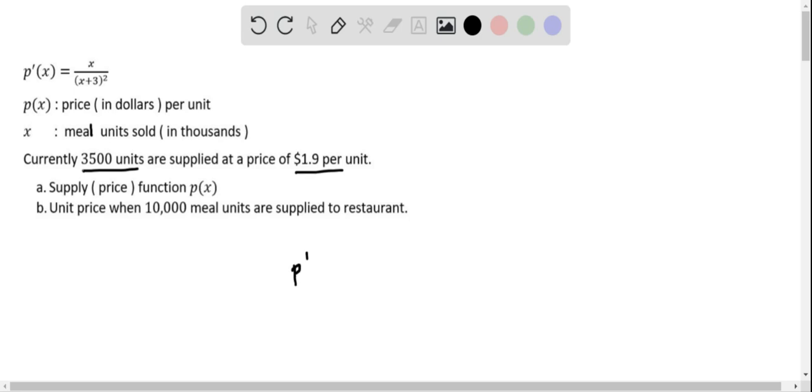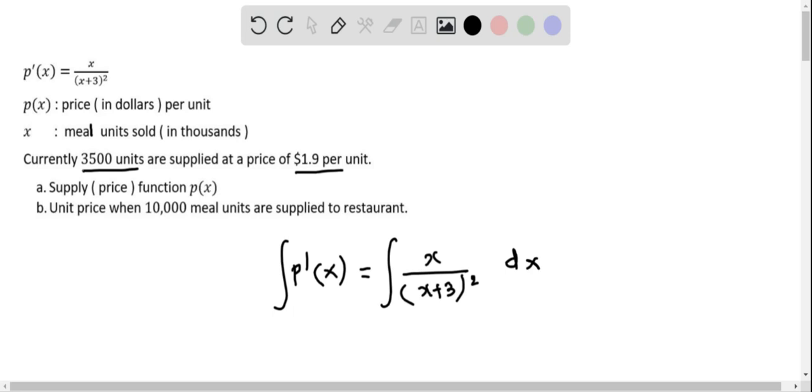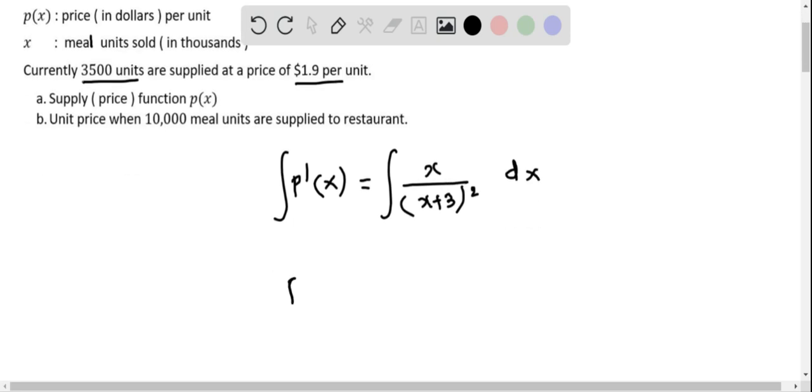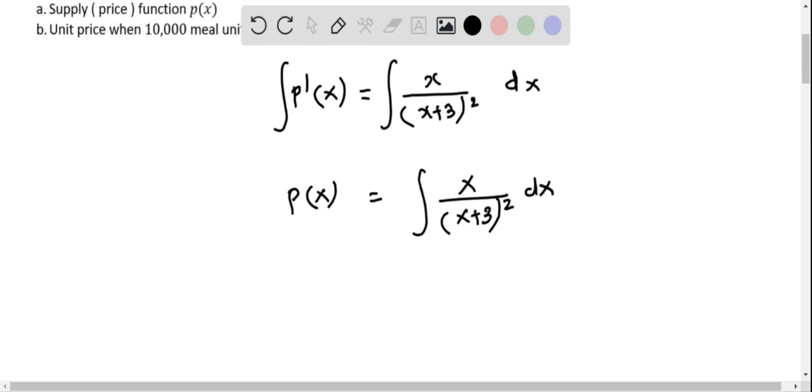Let me copy the P prime of x, which is the marginal price. This is given as x over (x plus 3) quantity squared. So to get P of x, we have to integrate both sides. Integration of P prime of x is P of x. On this side, we have to integrate the rational function x over (x plus 3) quantity squared dx. We'll now use the substitution method to integrate the right side.